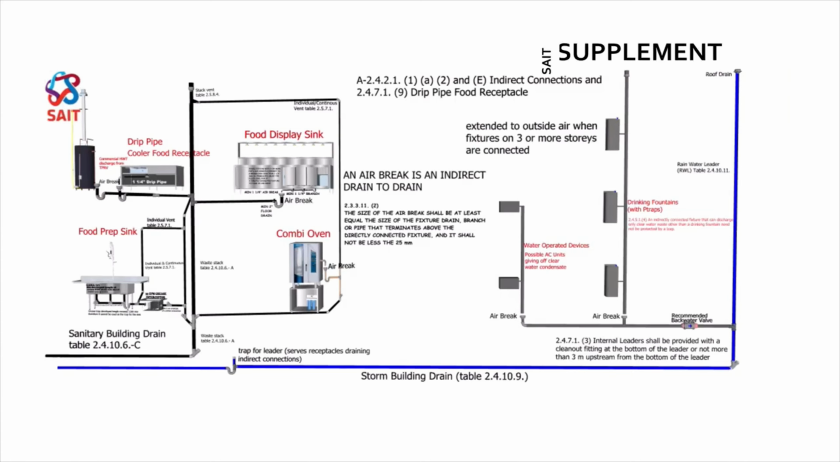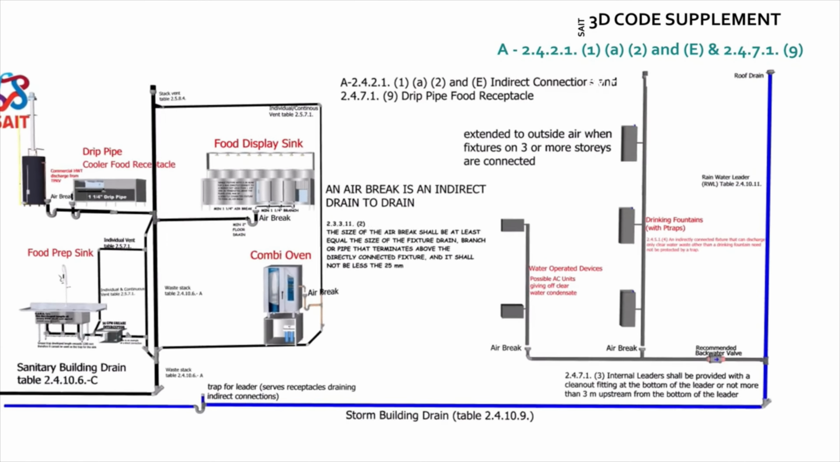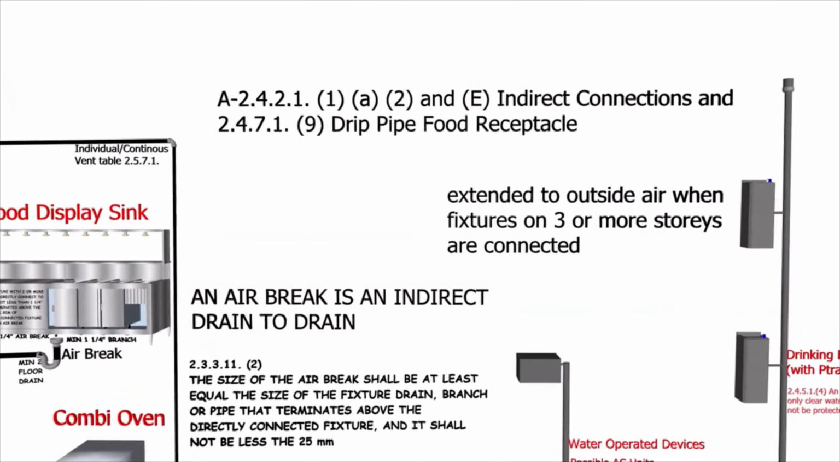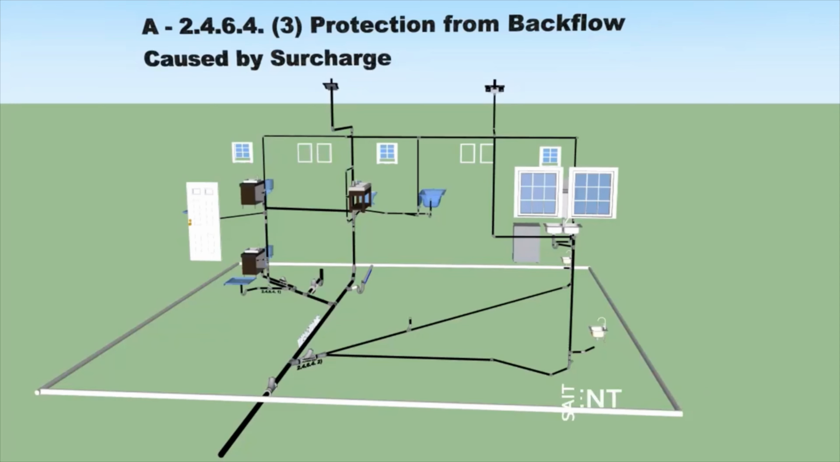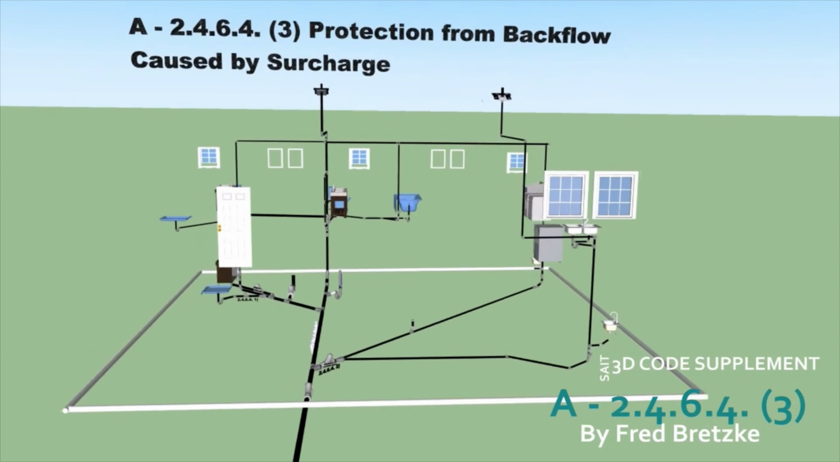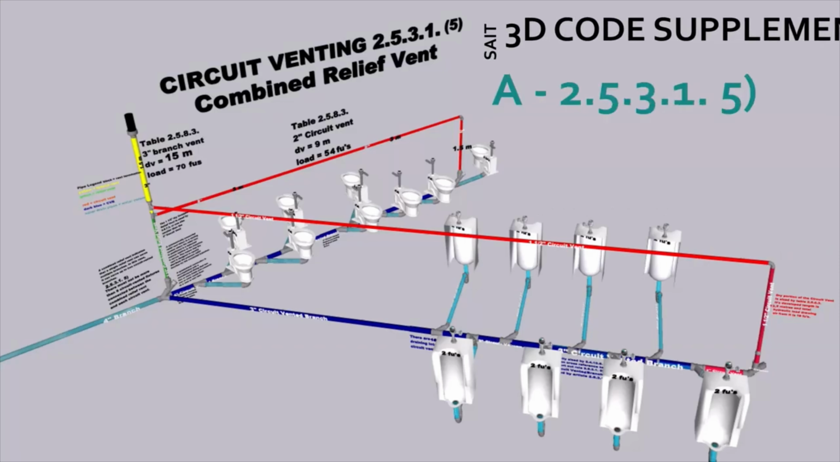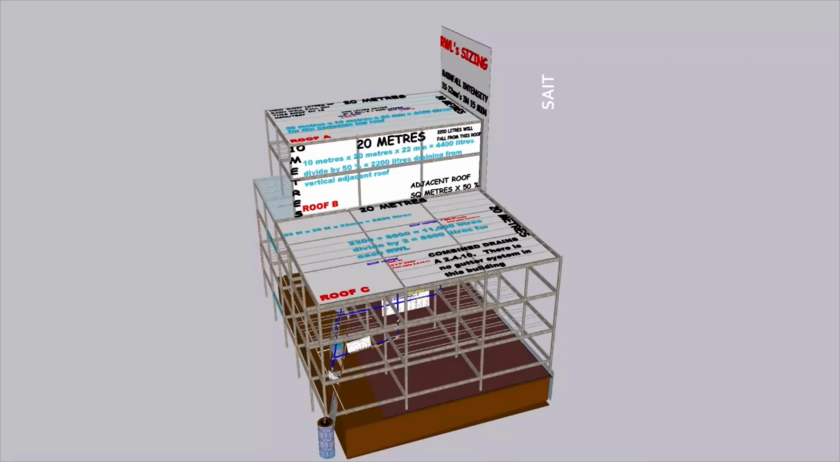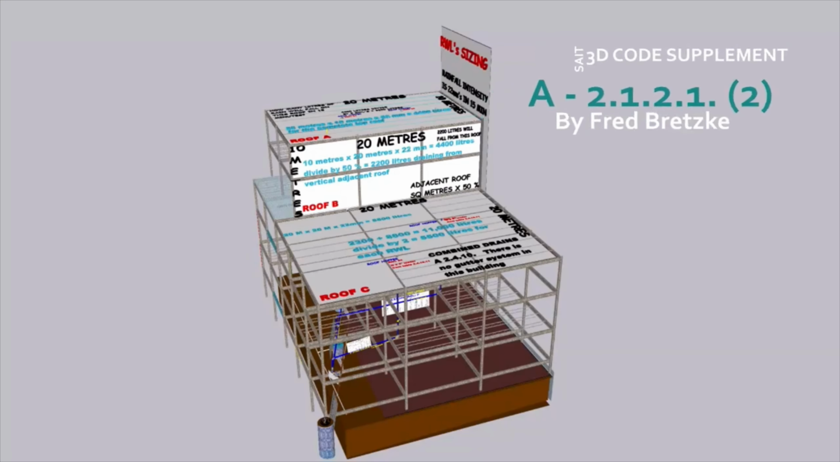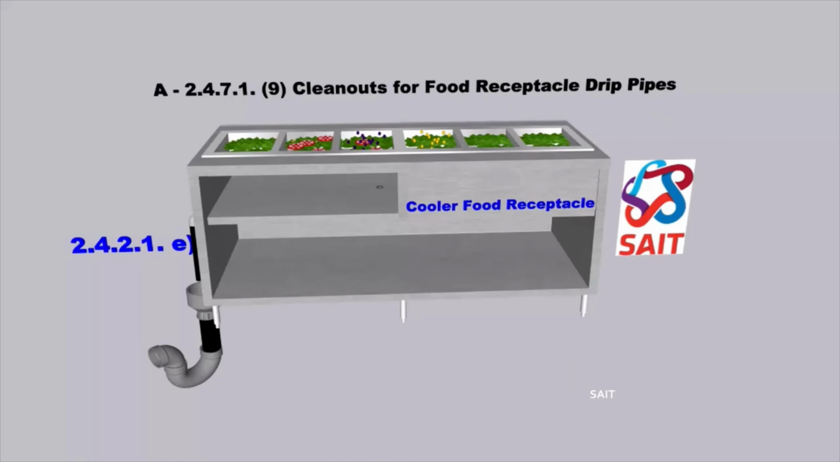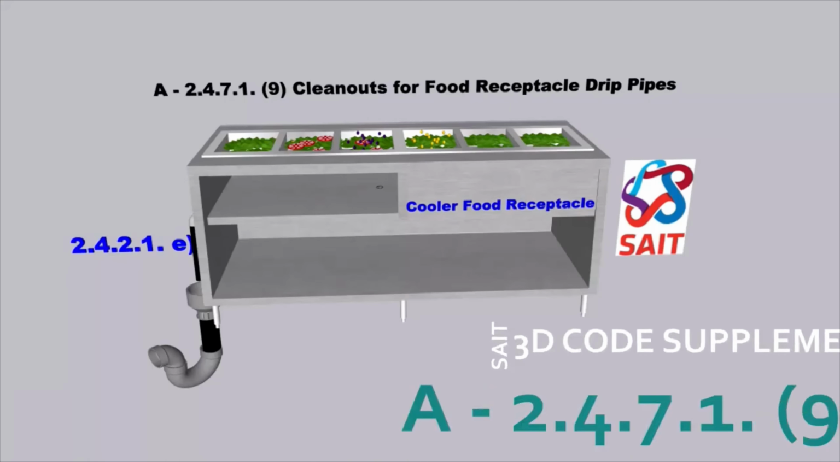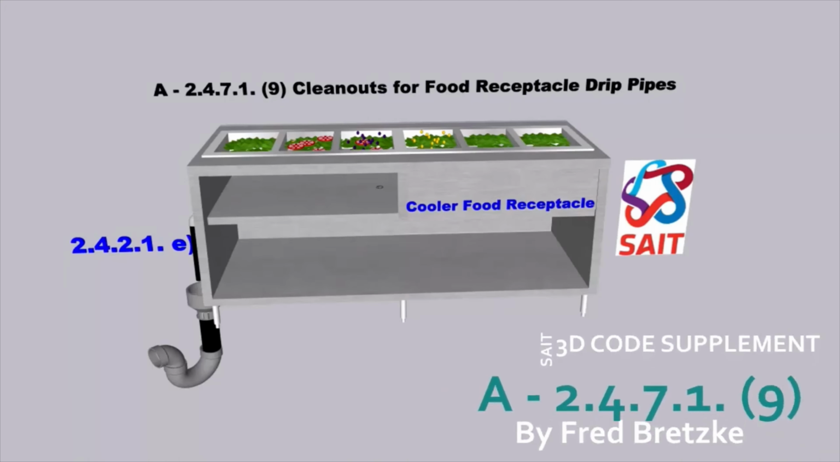The upcoming animation will illustrate Appendix 2421, which details indirect connections, or A24643, protection against backflow due to surcharge. I like to call this article 25315 from The National Plumbing Code of Canada 2020 does not declare combined sewers illegal. This animation will describe the piping for a food receptacle in a commercial kitchen.